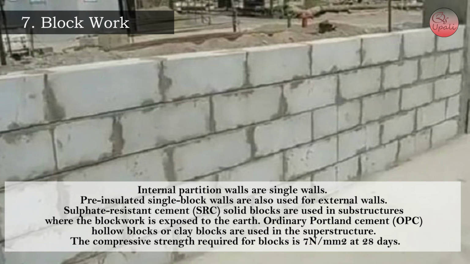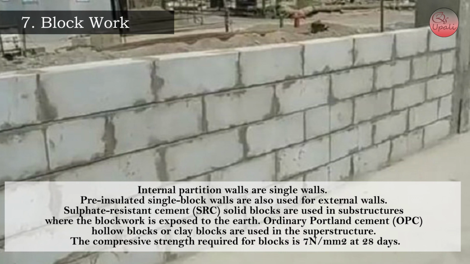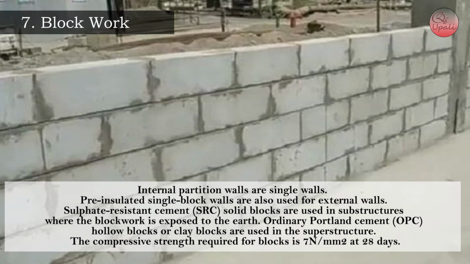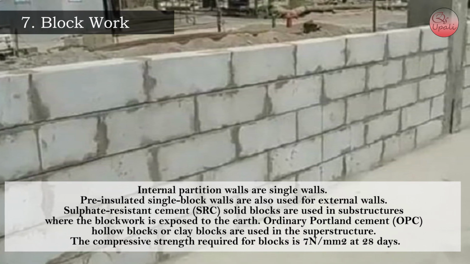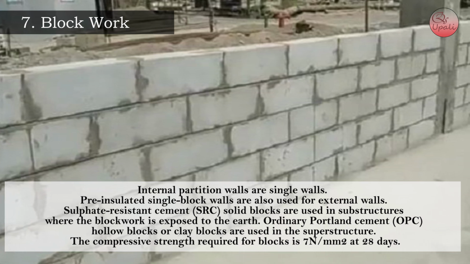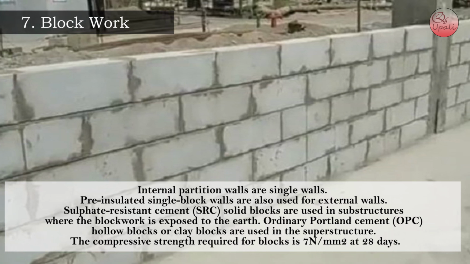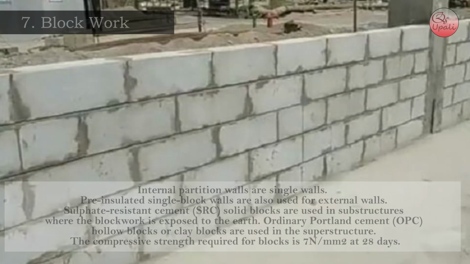Sulfate resistant cement (SRC) solid blocks are used in the substructure where the blockwork is exposed to the earth. Ordinary Portland cement (OPC) hollow blocks or clay blocks are used in the superstructure. The compressive strength required for block is 7 Newton per millimeter square at 28 days.